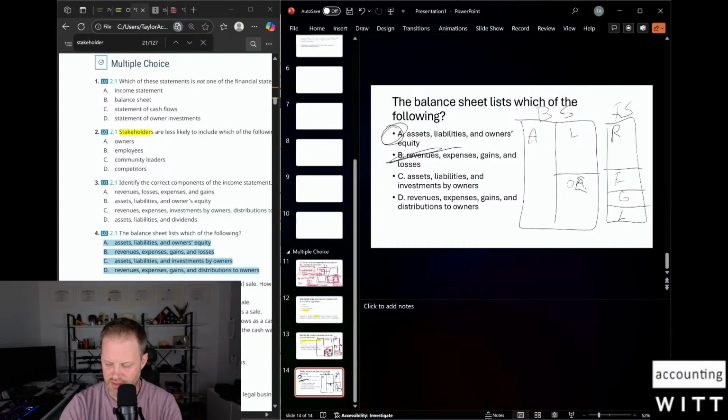Assets, liabilities, and investment by owners. So there it is again, trying to trick you. This does not equal equity. It's just one part of it. Equity is made up of investment, dividends, retained earnings, net income. Revenues, so it's not that one. Revenues, expense, gains, and distribution to owners is that. So, not that. So, A.